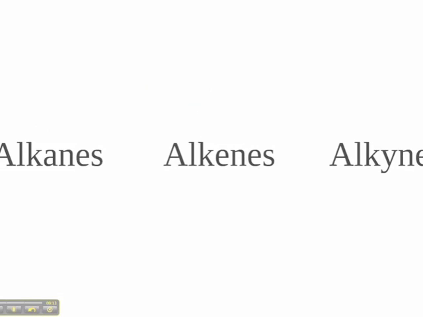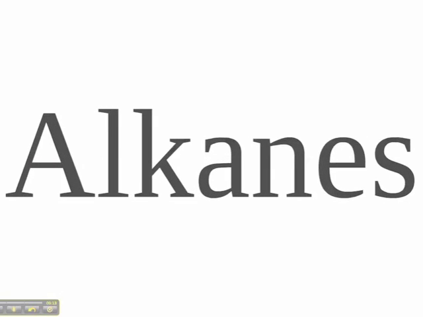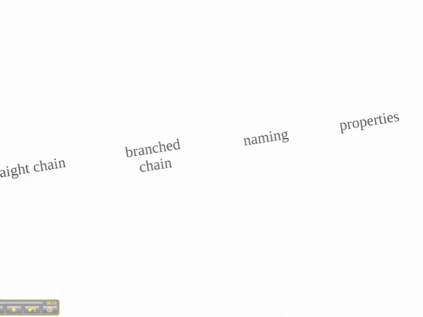And we're going to talk about hydrocarbons. There are three types of hydrocarbons we're going to talk about: alkanes, alkenes, and alkynes. Alkanes is the first one we're going to talk about. And we've got four different parts that we're going to talk about with alkanes: straight chain, branch chain, naming, and properties. So straight chains.